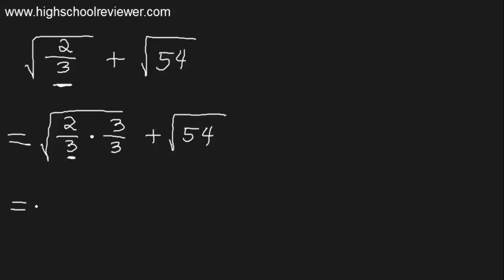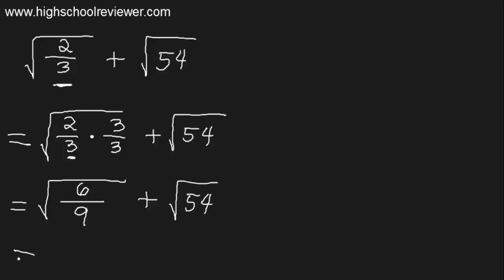Okay, so continuing, we will have 2 multiplied by 3, that is positive 6, all over 3 times 3, that's positive 9, plus the square root of 54. Now, we can rewrite this as separate radicals. So we can rewrite the numerator as the square root of 6, and the denominator will be the square root of 9, plus, okay, so we will now touch the square root of 54.